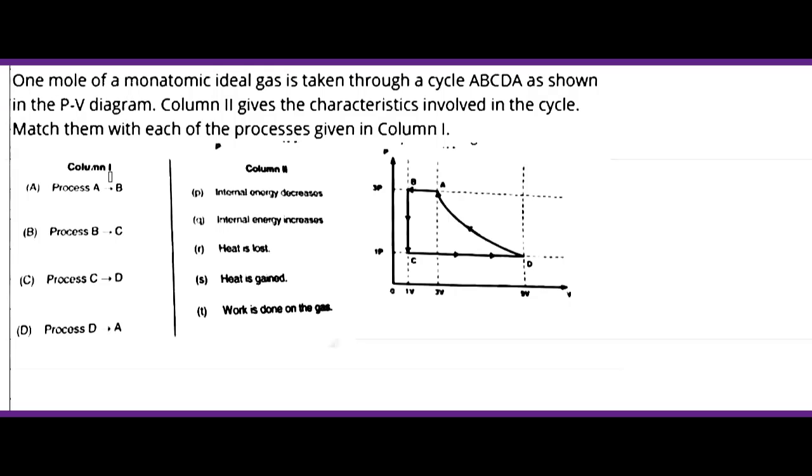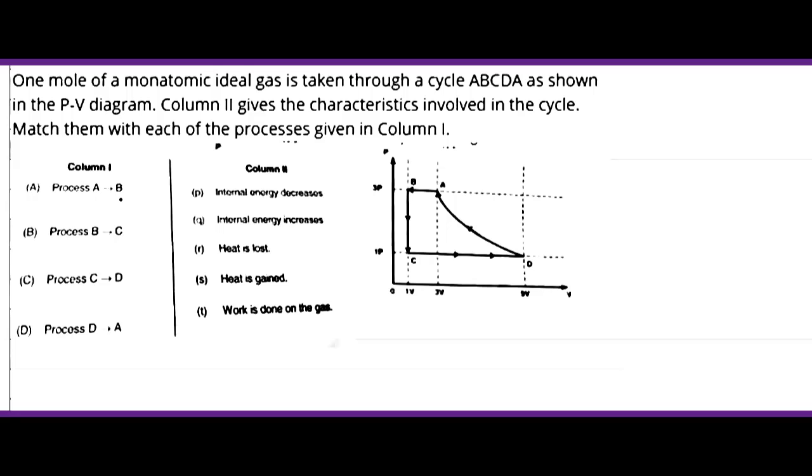Hello everyone, let us try to solve the given problem. The given problem is a match the column type, and it says 1 mole of a monoatomic ideal gas is taken through a cycle A, B, C, D, A as shown in the PV diagram. Column 2 gives the characteristics involved in the cycle. Now we have to match the processes with their characteristics. In column 1 we have some processes, and here we have characteristics. Let's try to match them one by one.